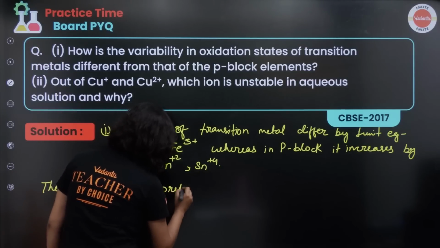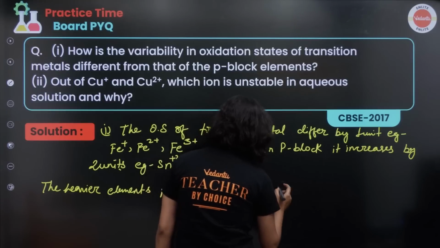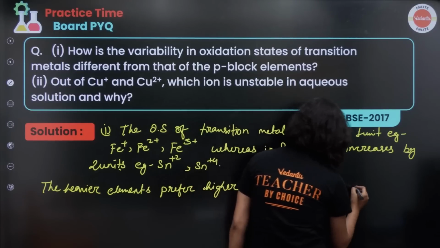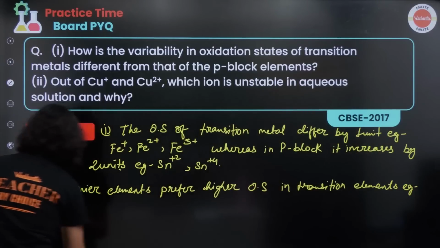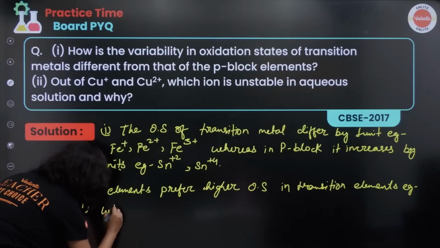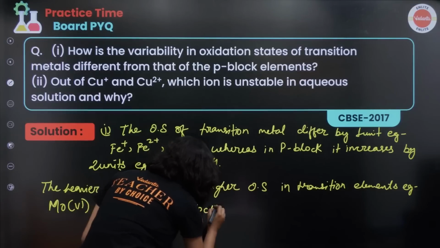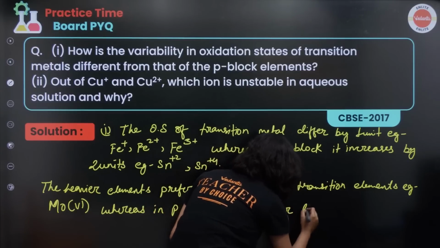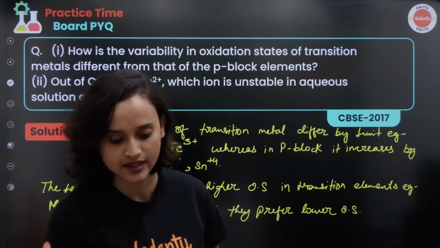Next, the heavier elements prefer higher oxidation states, higher OS in transition elements, e.g. molybdenum 6, whereas in p-block they prefer lower OS. All right. This much you can write, I'm guessing.